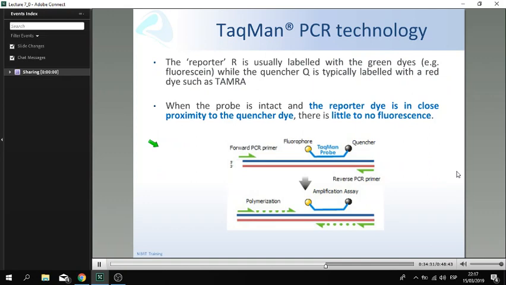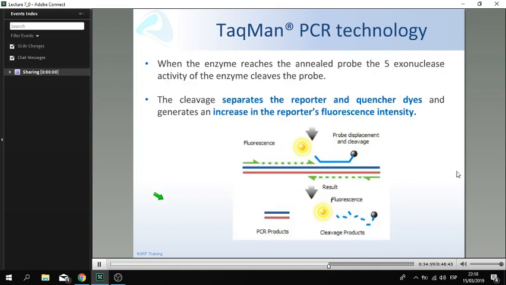So basically it looks like this. You have your little probe that is designed to bind complementary to the part of the gene that you are trying to amplify, in between your reverse primer and forward primer. This probe has a fluorophore that fluoresces and a quencher. So when the probe is intact, this fluorophore and quencher are close to each other, and the quencher is quenching the fluorescence of the fluorophore. So the fluorophore doesn't have any fluorescence. When the reaction starts and DNA polymerase starts amplifying the region in between primers, once it comes to the probe, it actually cleaves the probe.